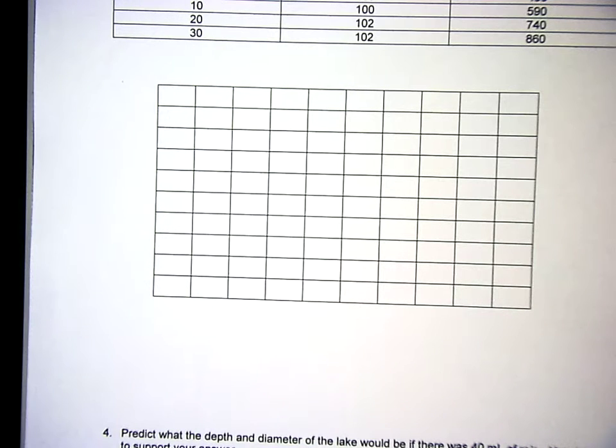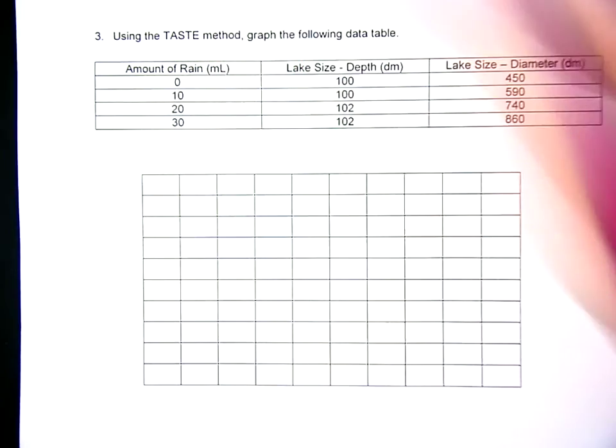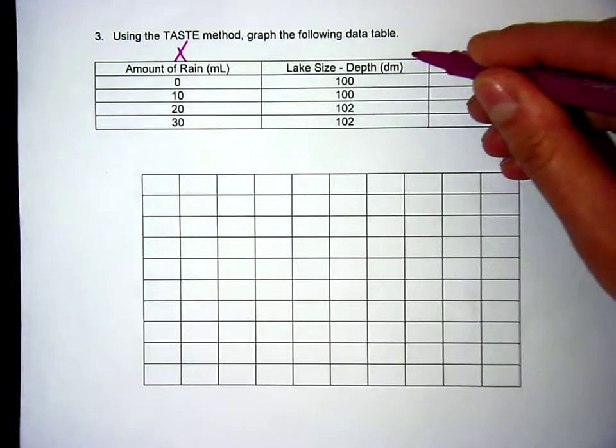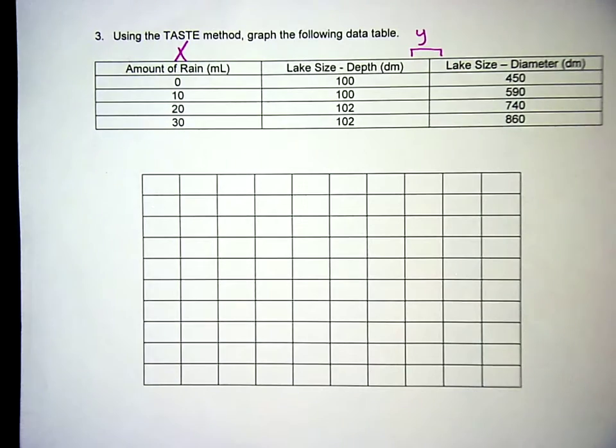Okay, today we're going to practice making a graph. Here we see two sets of quantitative data with numbers, the amount of rain and the lake size, the diameter and depth. So the amount of rain is going to be your independent variable, the x-axis. The lake size, depth, and diameter is going to be your y-axis, and they're actually going to both be on the y-axis.